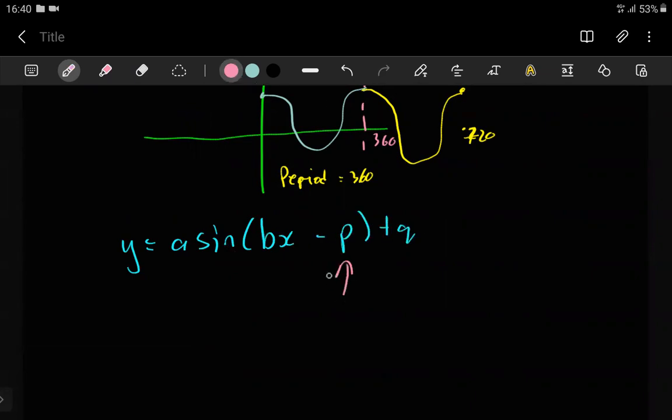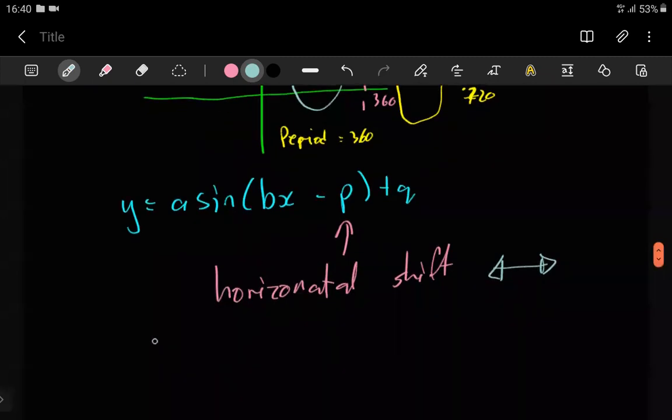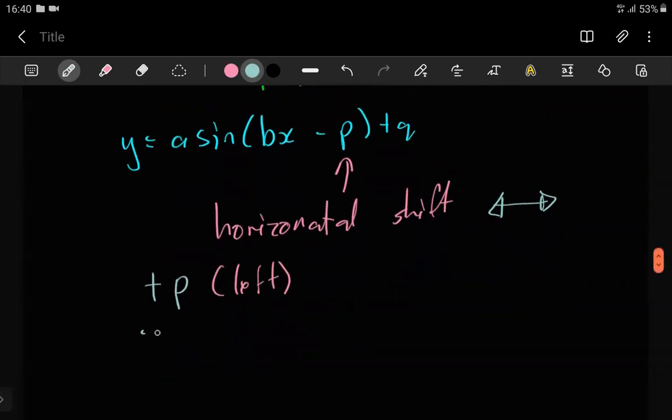So P is just a horizontal shift. You see, it's a shift from left to right. So if it's a plus P, it means you're shifting to the left. If it's a minus number there, it means you're shifting to the right.